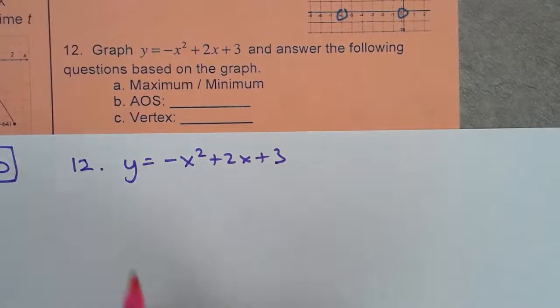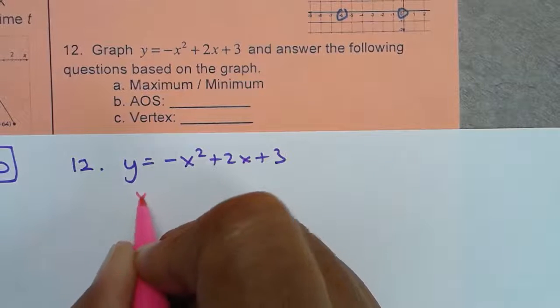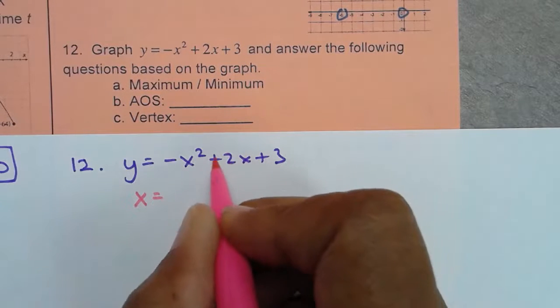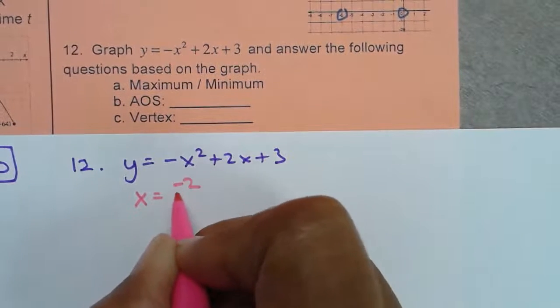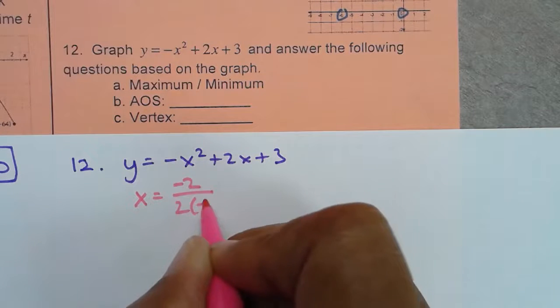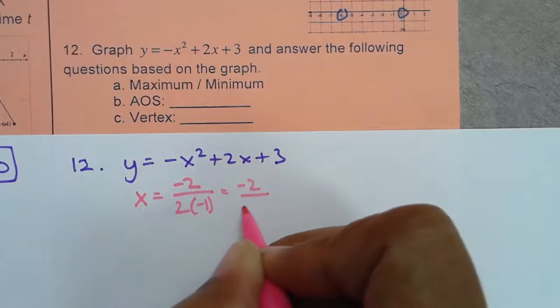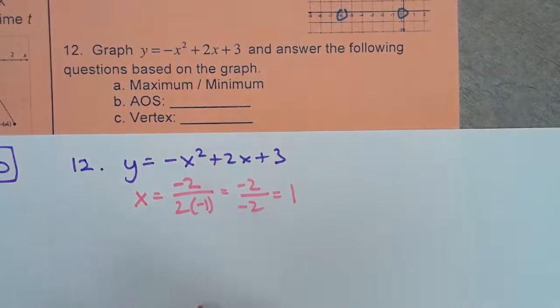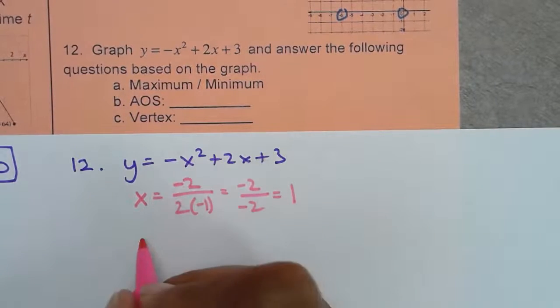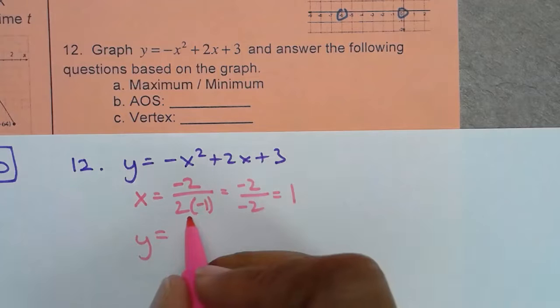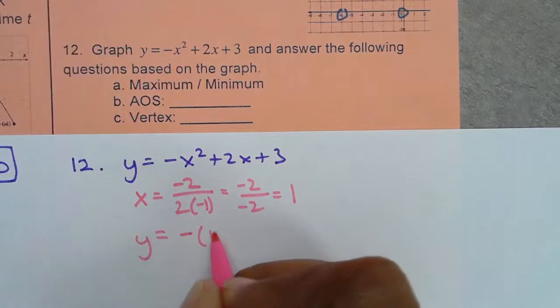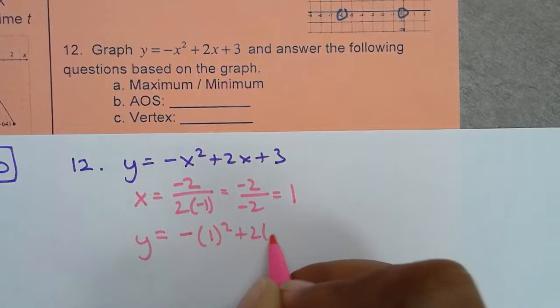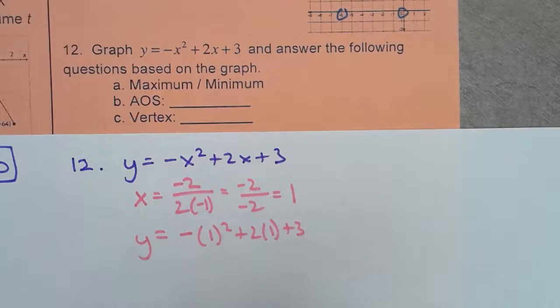To find the vertex, I'm going to use x equals -b, or opposite of b, which will be -2, over 2 times a. A is -1. So -2 divided by -2 is +1. Now I'm going to plug that into this equation to solve for my y, so I get my vertex. All right, so we have -1² plus 2 times 1 plus 3.